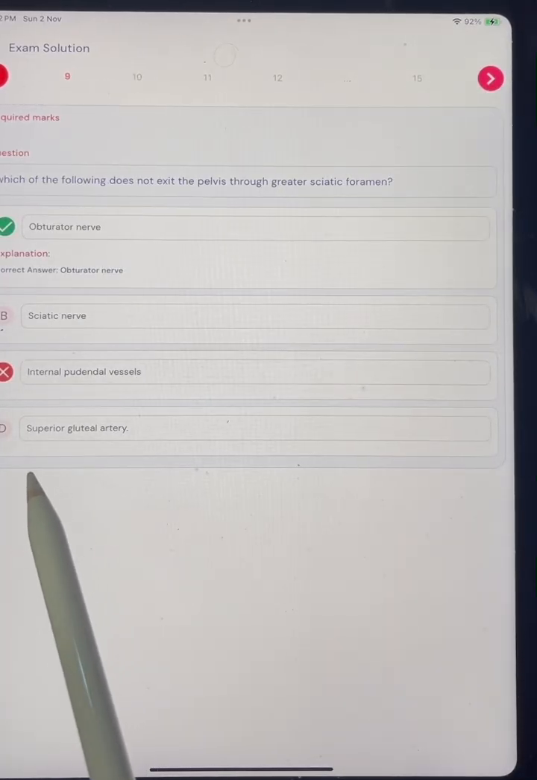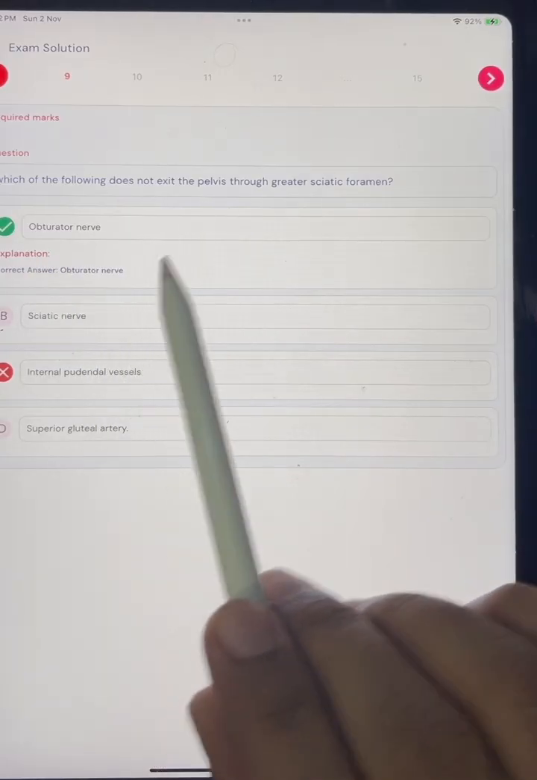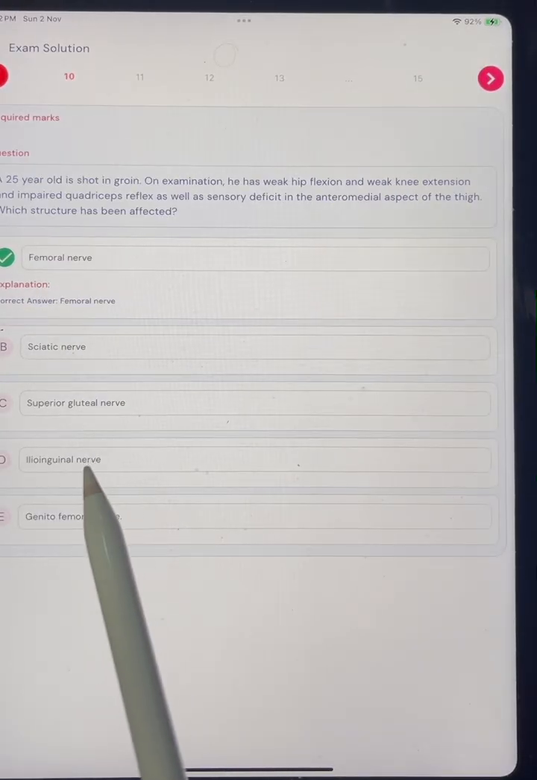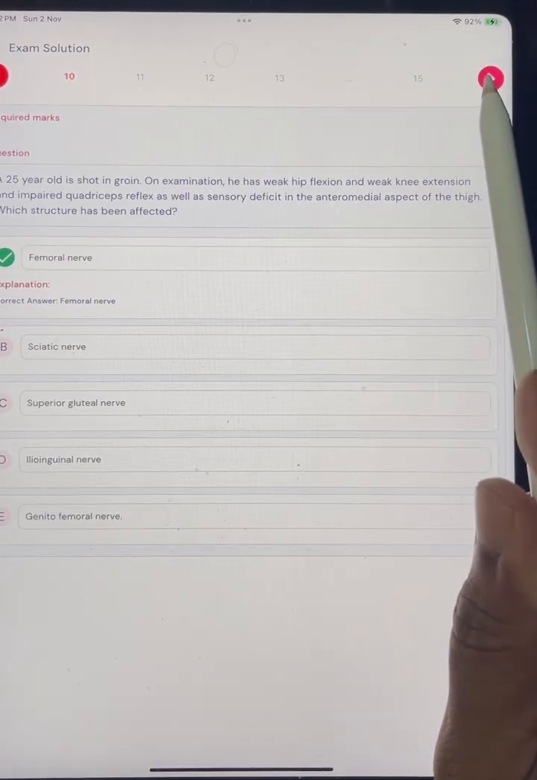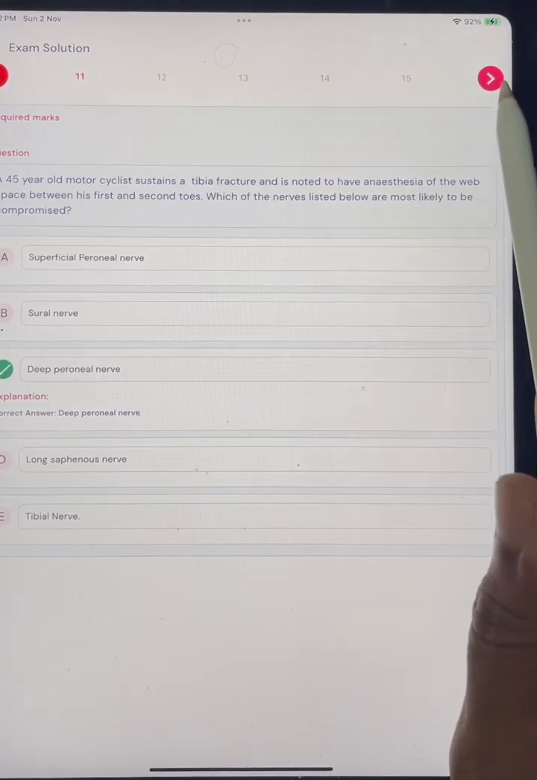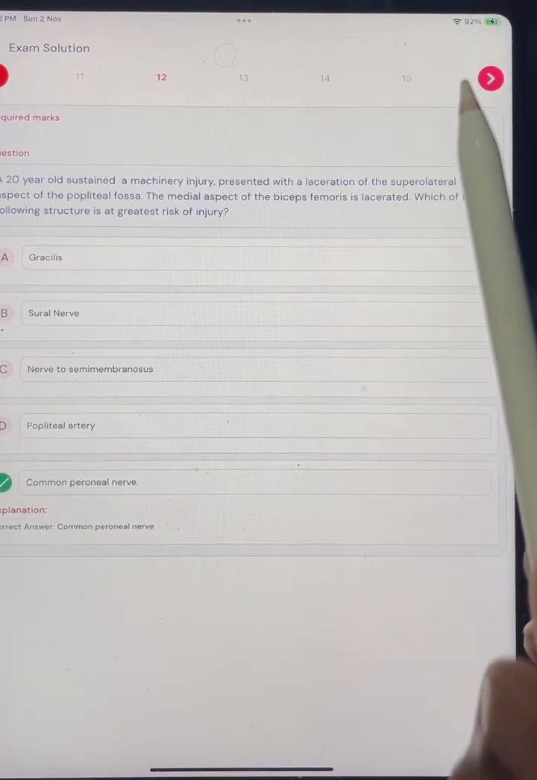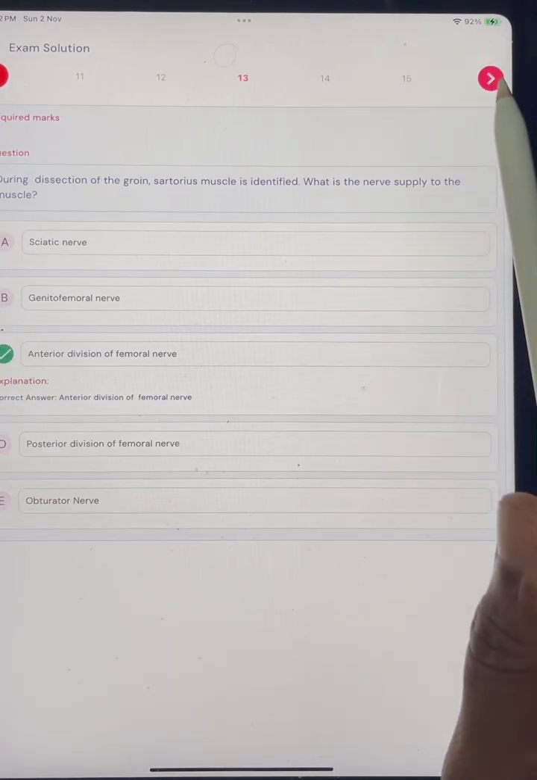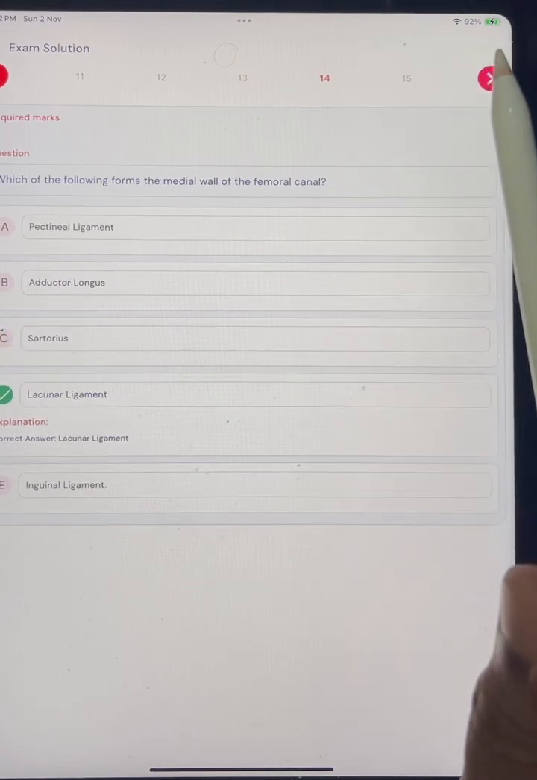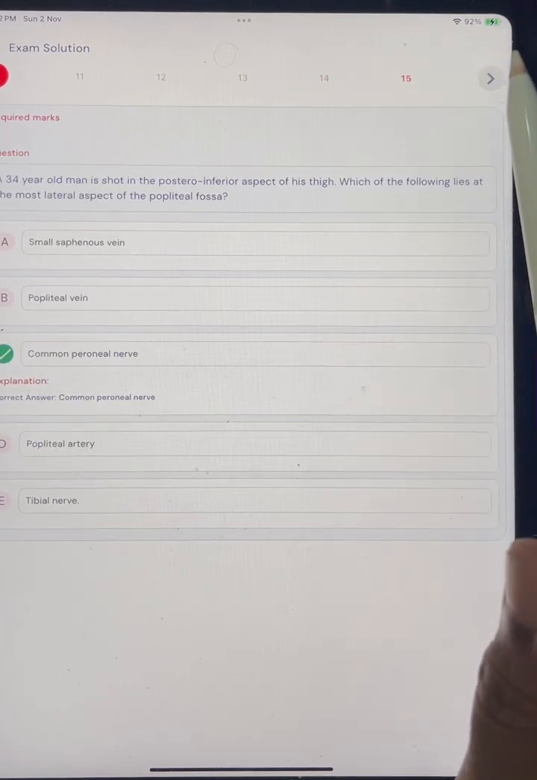Internal pudendal vessels, obturator nerve. Which of the following? Obturator nerve. Femoral nerve. Deep peroneal, true. Common peroneal, this is right. Anterior division of femoral nerve, right. Lacunar ligament, right. Common peroneal, right.